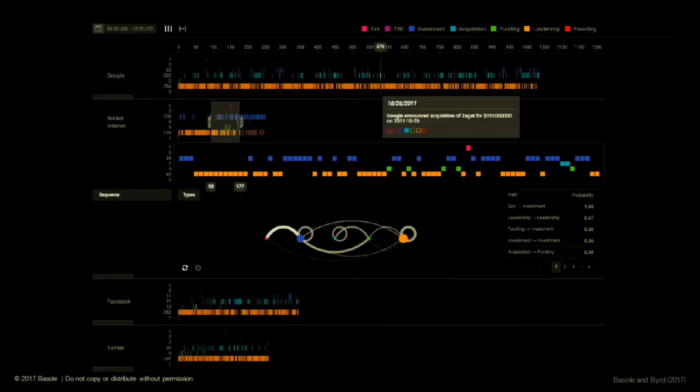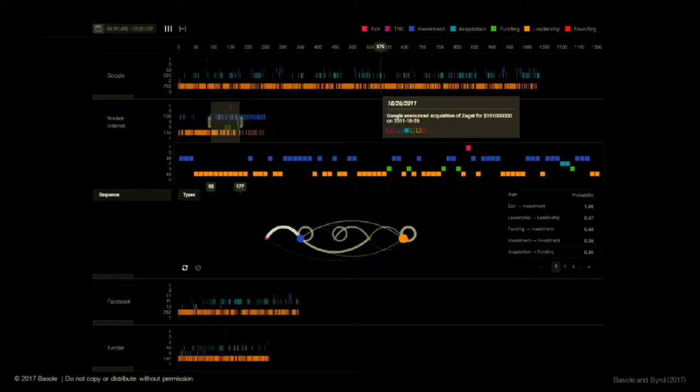Now we extended this work to the startup space, and you'll see that there's, first of all, less colors. First of all, it's very hard to code events that are highly unstructured. So what we have here are founding dates, leadership changes, funding, acquisition, investments, and exits. This TBD is actually the product piece. It turns out that it's very hard now to get data on product launches by startups.